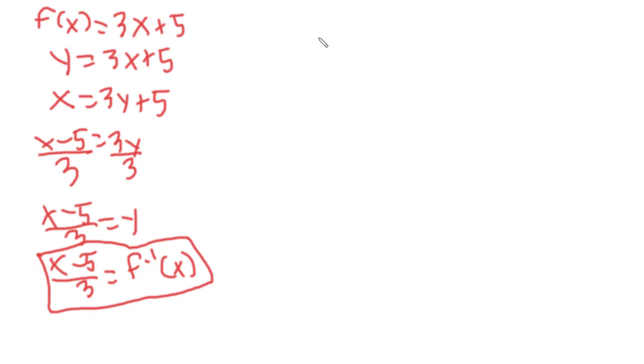Let's look at one that's a little more involved, though. Let me change the color. So g of x. Let's let g of x be x minus 4 over x minus 2. So this is one that you got to think about a little bit more. So the first thing we're going to do is to set it equal to y.